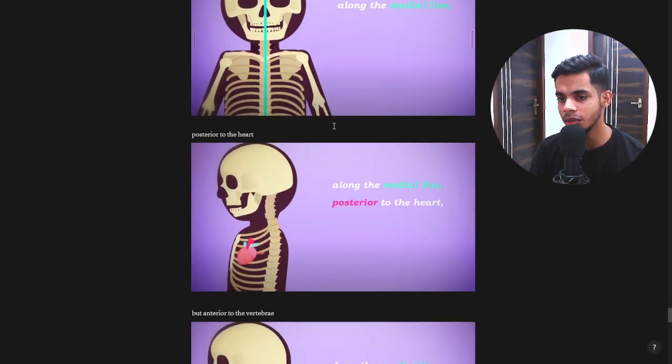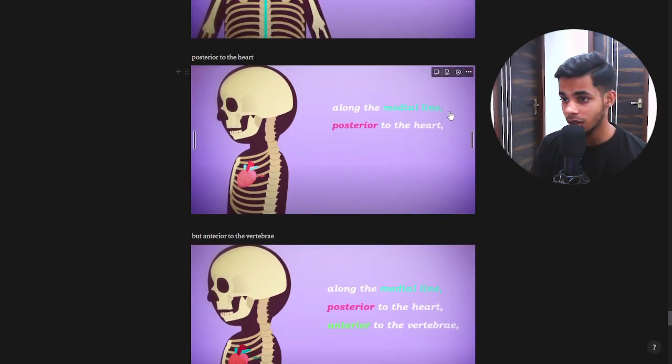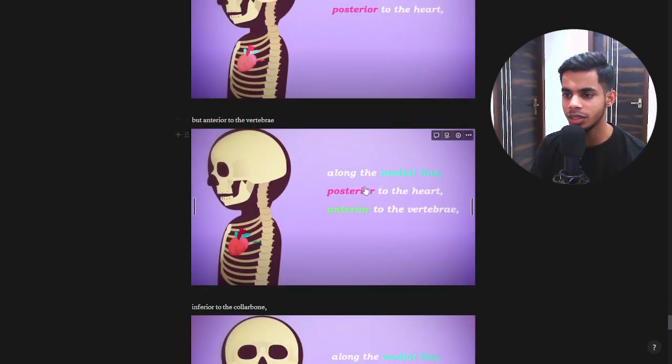Then second thing, where exactly can we find it? Now what exactly is the position of your food pipe which is leading to the stomach? The food pipe is going to be behind the heart, which is basically posterior to the heart, but it is going to be before the spine or before the vertebrae, right? So how exactly will you denote it? Anterior to the vertebrae. So along the medial line, which is the center part of the body, it is going to be behind the heart, which is basically posterior to the heart, and it is going to be before the vertebrae, anterior to the vertebrae, right? So 3 differentiations we have done.